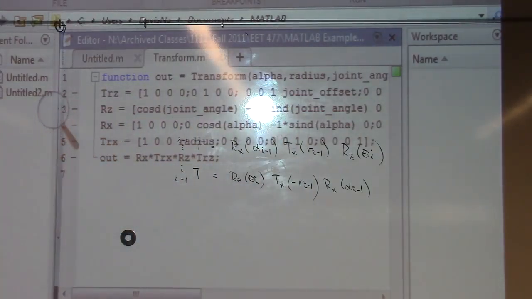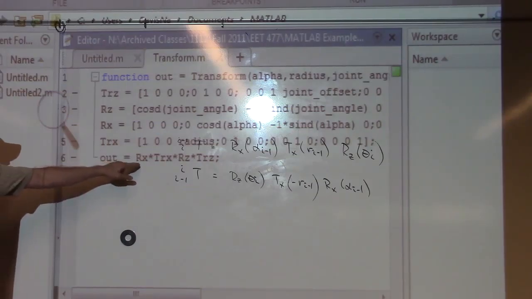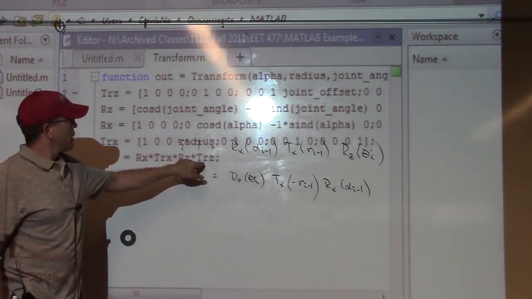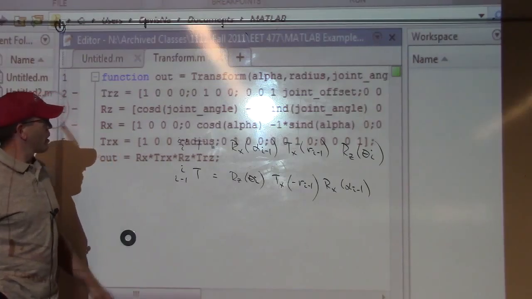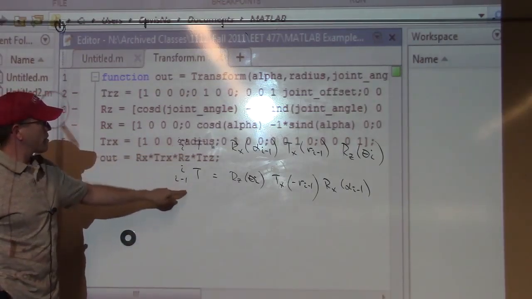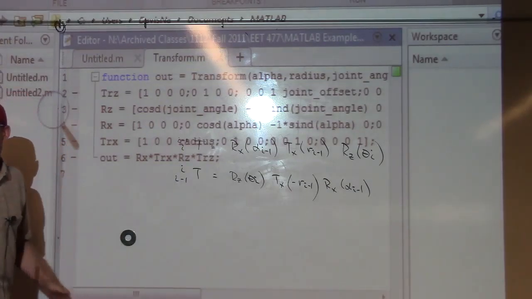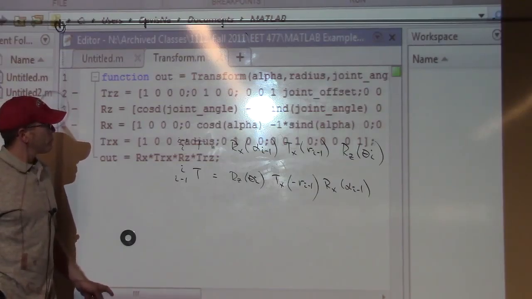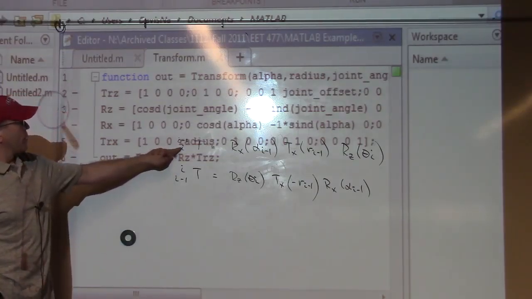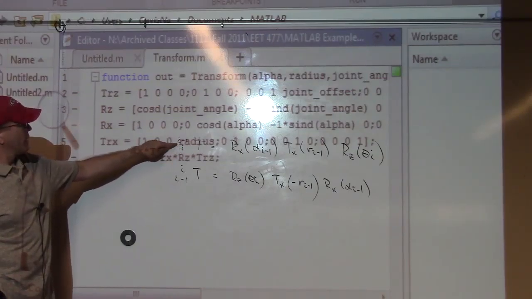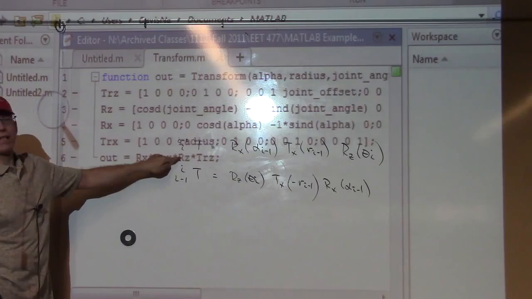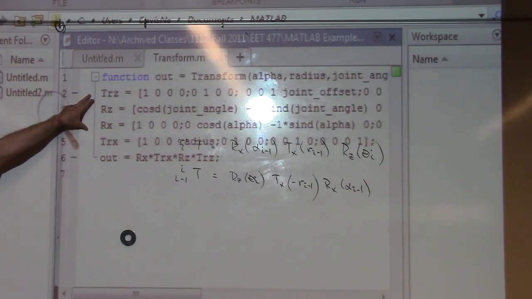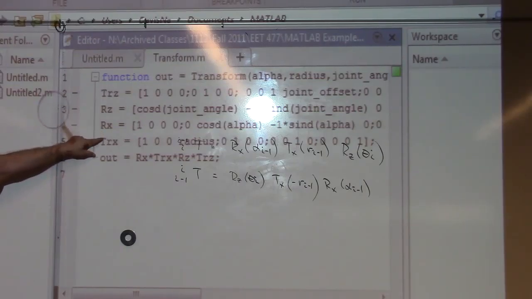Now, which direction are we going here? In fact, what we're doing is taking the rotation about x, the translation along x, the rotation about z, and translation along z. So are we calculating the forward kinematics or the inverse kinematics with this function? Looks like forward. In this case, we are going through and calculating the forward kinematics in this example.